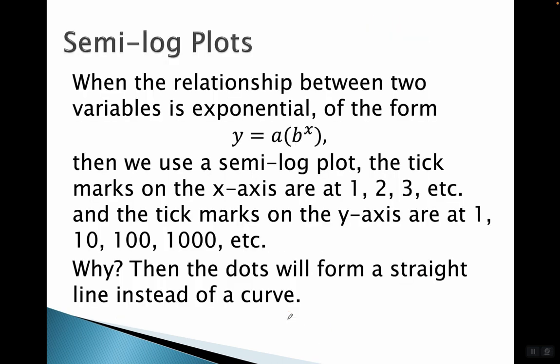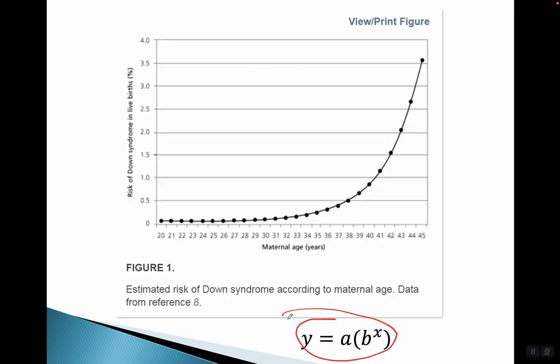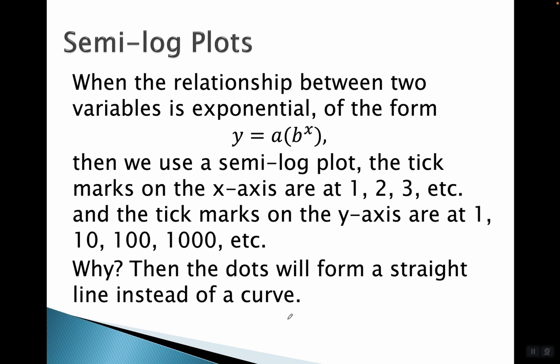When the relationship between two variables is exponential, in other words, of the form y equals a times b to the x, then we use a semi-log plot. The tick marks on the x-axis are at 1, 2, 3, etc. And the tick marks on the y-axis would be 1, 10, 100, 1,000, etc. And why do we do that? Then the dots will form a straight line instead of a curve. So if you just use linear, you end up with something like this. But if we were to use a logarithmic scale on the y-axis, it would look different. It would follow a straight line.